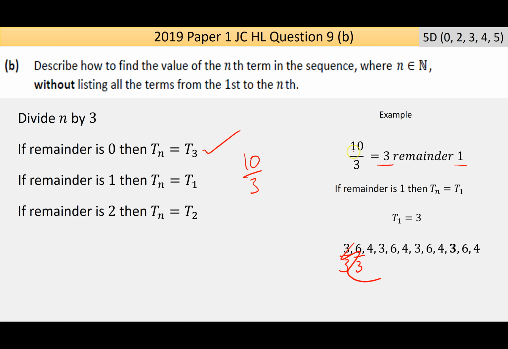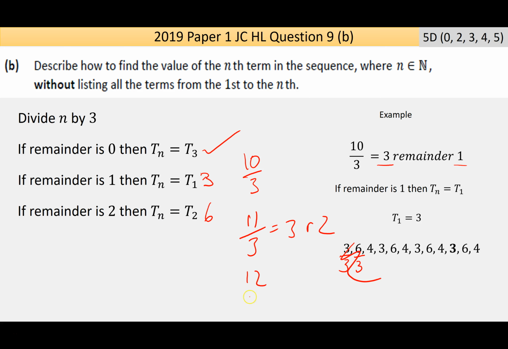So the 10th term will always be the situation where it's equal to the first, which is 3. Now, if I had 11 divided by 3, that would go in 3 times with a remainder of 2. So that would be equal to the second term of your sequence, which is 6.